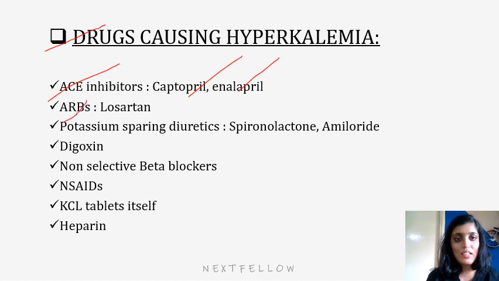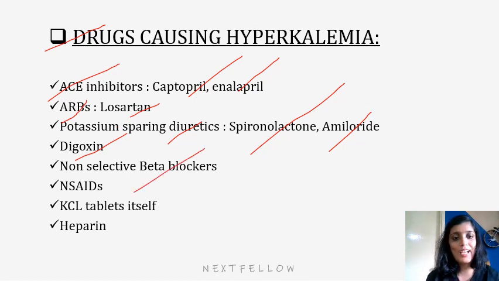receptor blockers like losartan. Potassium sparing diuretics like spironolactone and amiloride. Digoxin, again very important because many patients of heart failure are usually on digoxin. Non-selective beta blockers, NSAIDs, KCl tablets itself, and heparin.